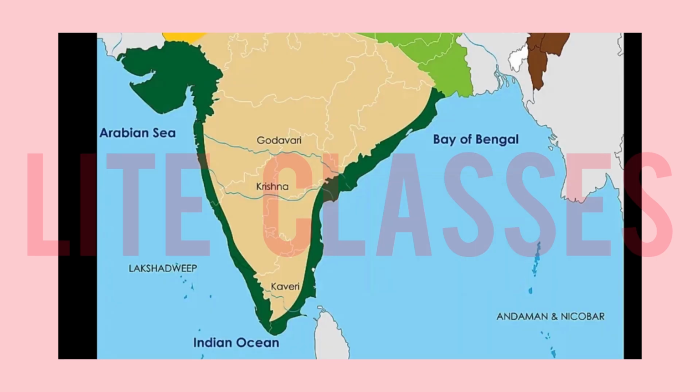The coastal plains: the western coastal plains lie between the Western Ghats and the Arabian Sea, and include regions like Konkan, Kannada, and Malabar coast. The eastern coastal plains lie between the Eastern Ghats and the Bay of Bengal, and include regions like the Coromandel coast and the Utkal coast.